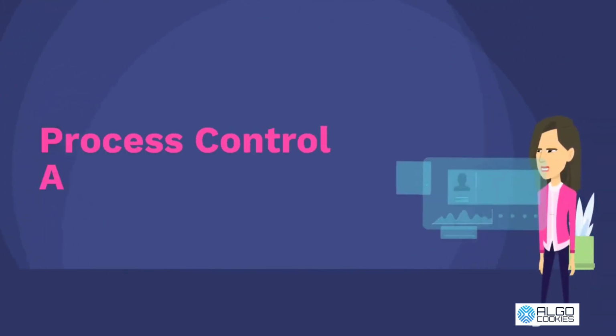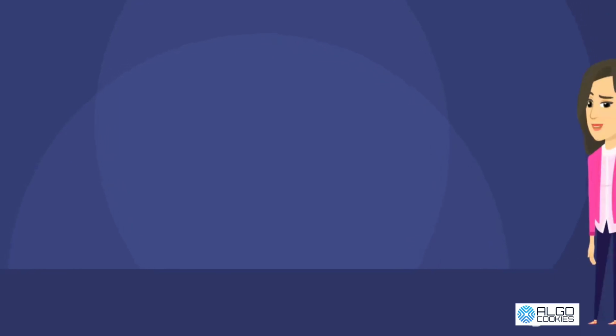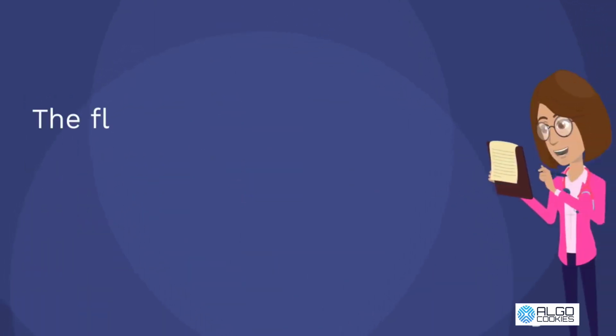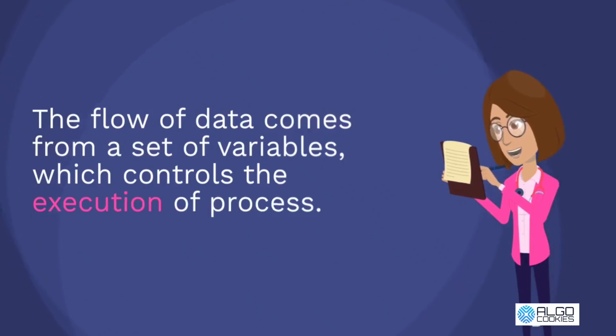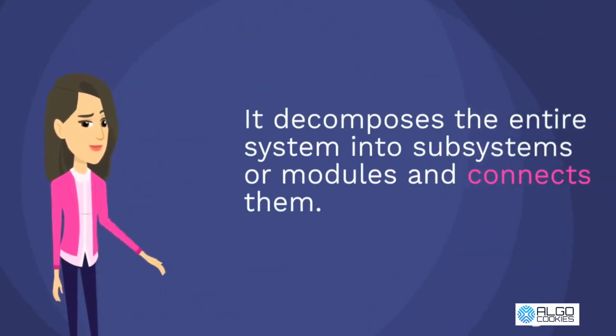Process control architecture. It is a type of data flow architecture where data is neither batch sequential nor pipeline stream. The flow of data comes from a set of variables, which controls the execution of process. It decomposes the entire system into subsystems or modules and connects them.